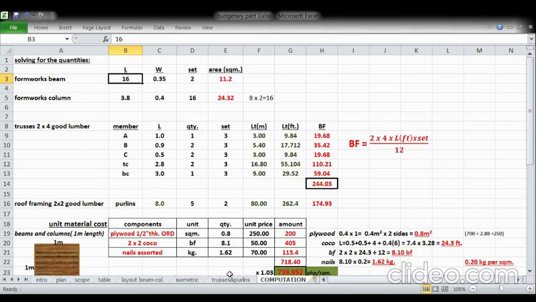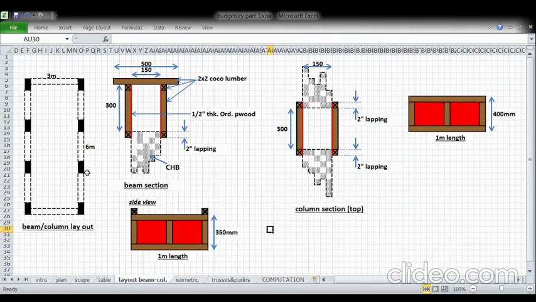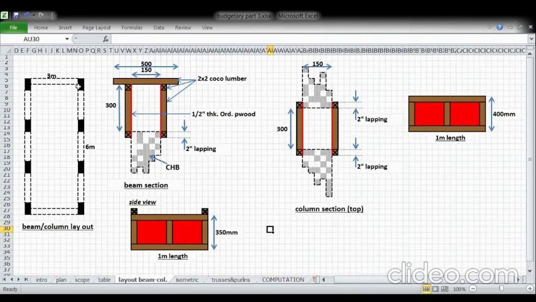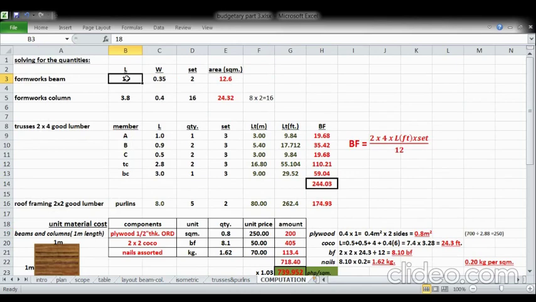Where do we get 16? Sorry, this is 18. Where do we get 18? Here, 3 meters plus 3 meters, 6, plus 6, plus 6. That would be 18. 6 plus 6 is 12, plus 3 is 15, plus 3 is 18. So, there we have 18. This is for the beam.